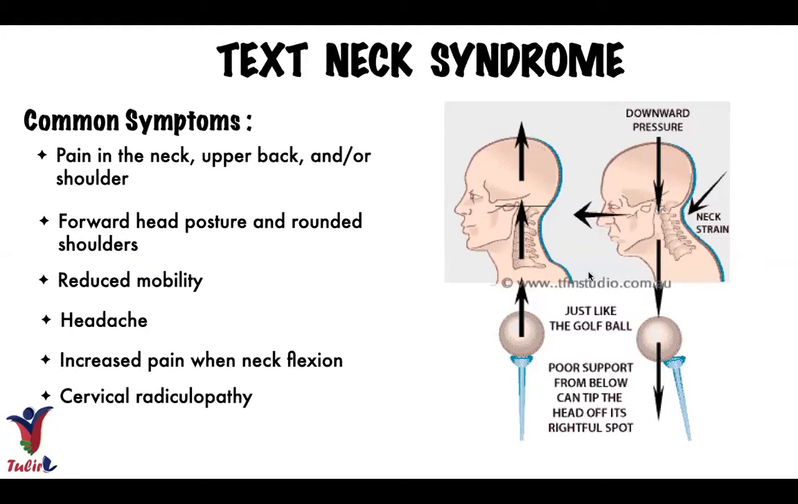What happens in text neck is, when we use gadgets for a long time by bending the neck forward, we give most of the strain to the neck, not to the whole cervical spine. If you consider this golf ball and golf pin, if the golf ball is in the center, the golf pin carries all the weight. But if it is placed on the tip of the pin, then you can see what happens. This is exactly what happens in text neck syndrome.